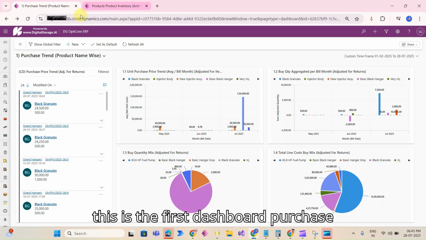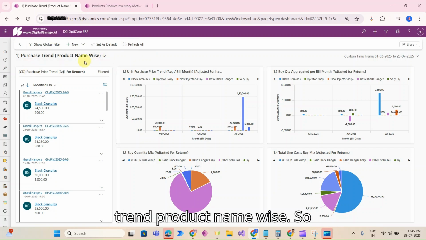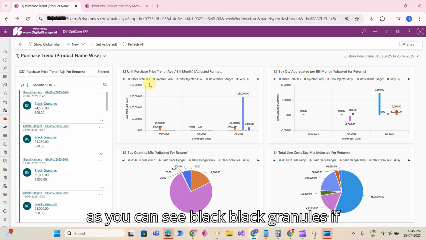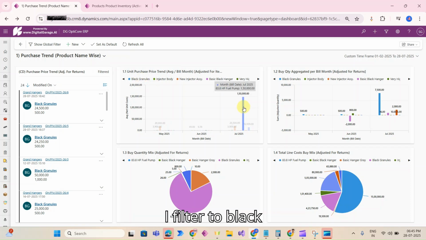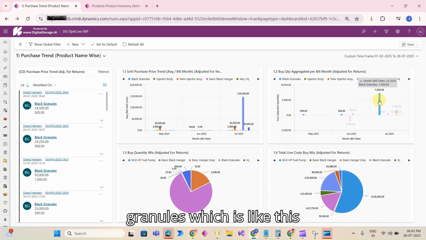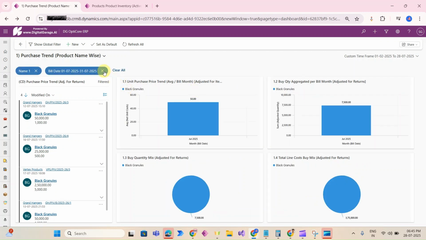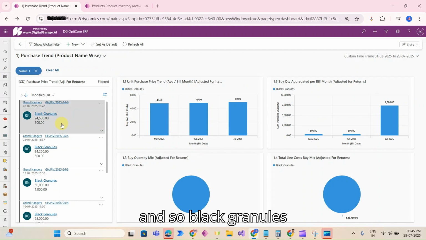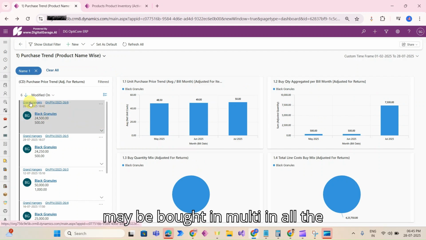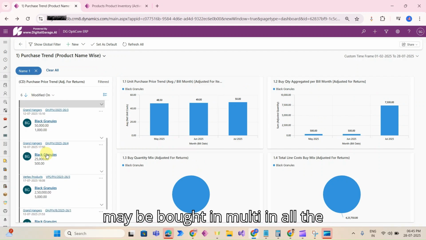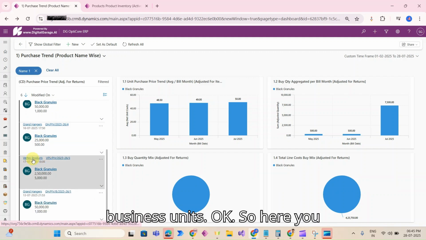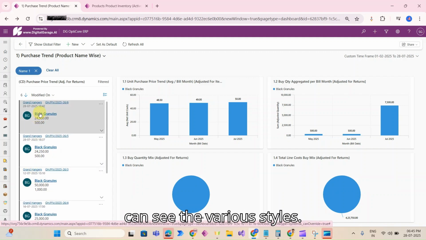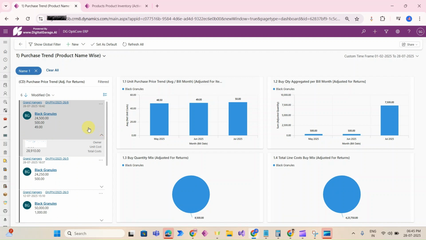So this is the first dashboard, purchase trend product name wise. So as you can see, black granules. If I filter to black granules, which is like this, black granules may be bought in all the business units. Okay. So here you can see the various styles.